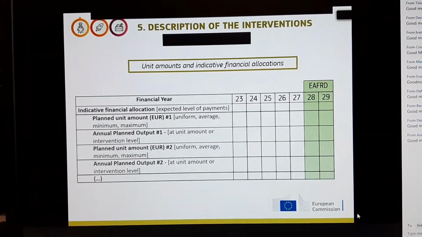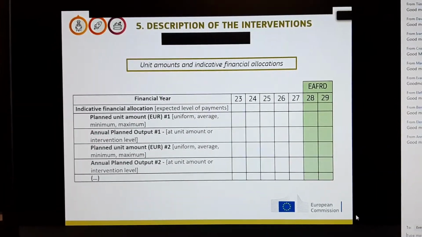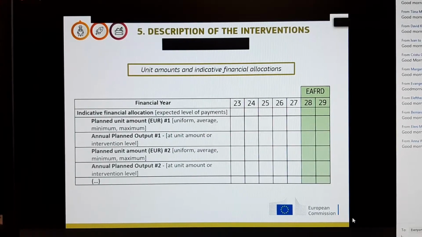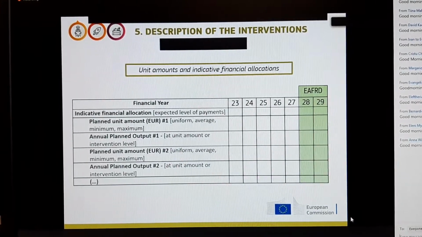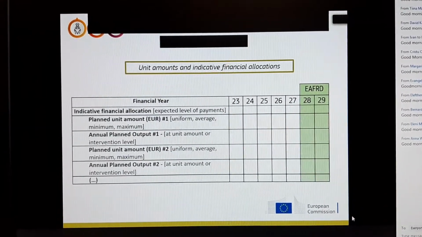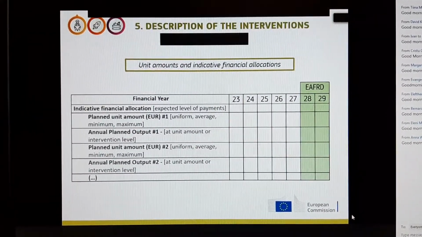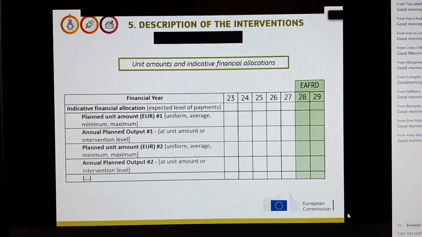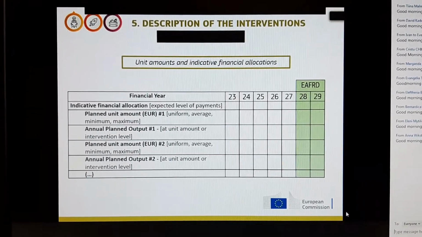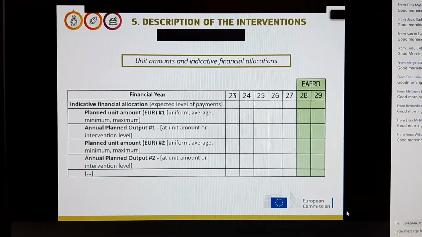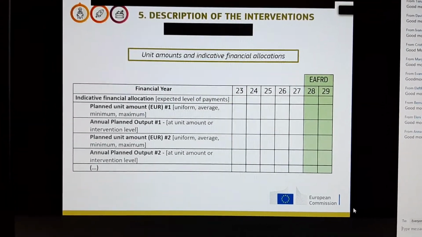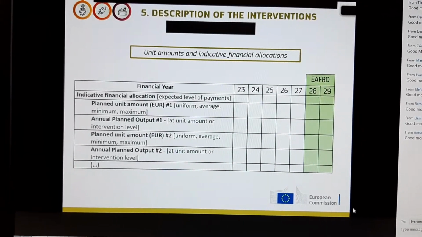We knew that it was quite difficult to estimate the number of outputs at the unit amount level. So there is a possibility to define aggregate outputs at the level of intervention. So you wouldn't have to indicate the level of planned output with the unit amount, but at the level of the intervention. We think this is an important flexibility. Of course, it's optional, so for the member state to decide what is easier for them to do.